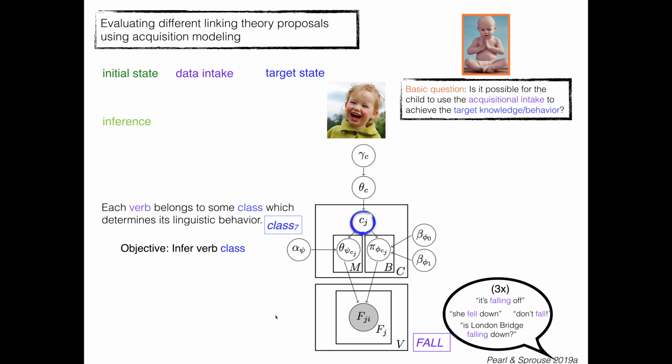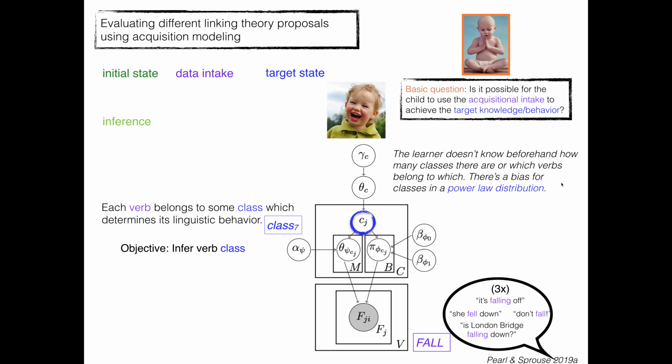Now, the learner doesn't know beforehand how many classes there are or which verbs belong to which. Instead, there's a bias for classes in a power law distribution. What this simply means is that you have a few classes that have a lot of members and most classes have very few members, right? So that's really what's going on with these variables up here, is to have that as the bias, which actually matches pretty well with what we know about how natural language items and nature in general is distributed. So it's not a crazy bias for our learners to have.